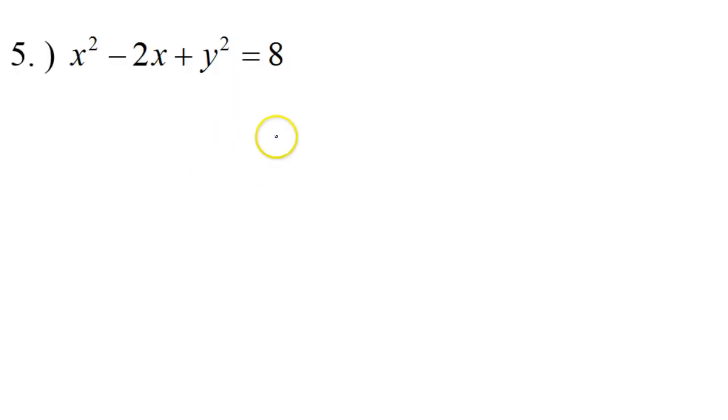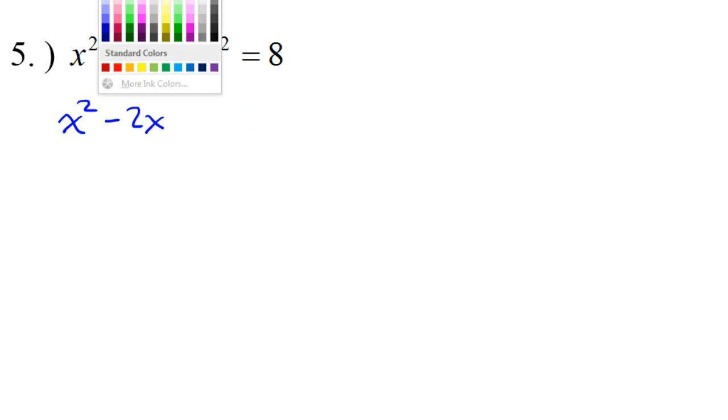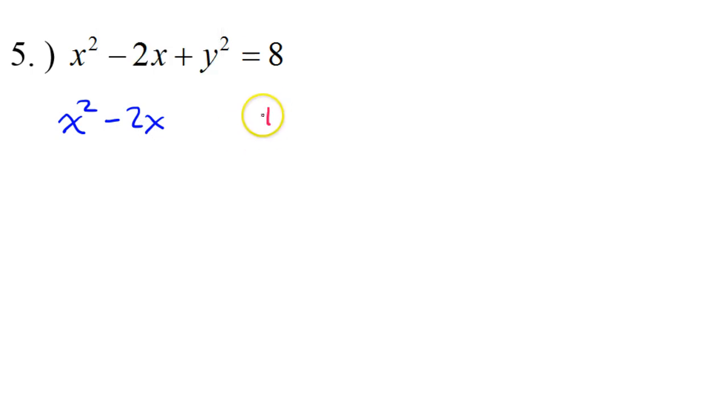Alright, that last one was pretty tough with the fractions and all. Let's see if this one is going to be any easier. So I'm just going to space these out. The x's are already next to each other, so I can just go like this. X squared minus 2x. I'm going to leave a space. And then I've got my plus y squared, okay, equals 8.